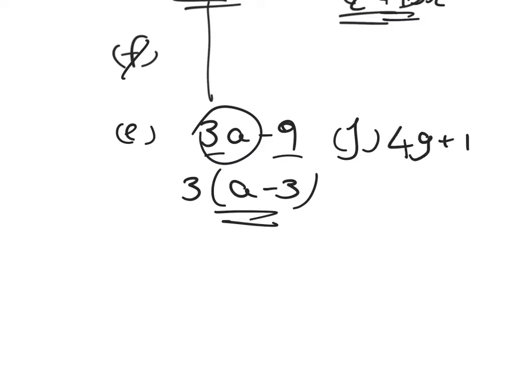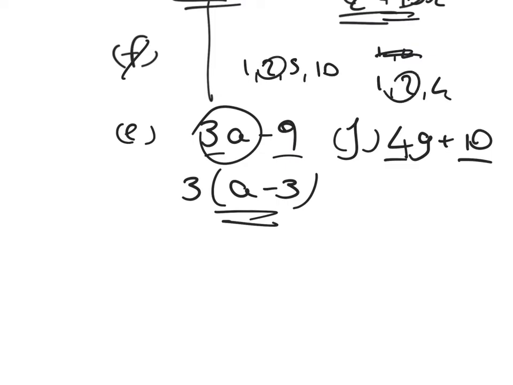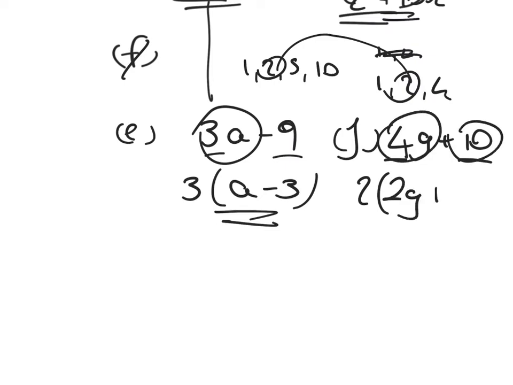4g plus 10. Now we just need to be careful with this one. The highest common factor of 4 and 10 is not 4. If you think about the factors of 4, that's 1, 2 and 4. If you think about the factors of 10, that's 1, 2, 5 and 10. Well, the highest common factor, as you can see, is 2. So 2 times what gives me 4g, that's 2g. 2 times what gives me 10, and that's 5. Final answer, 2 bracket 2g plus 5.